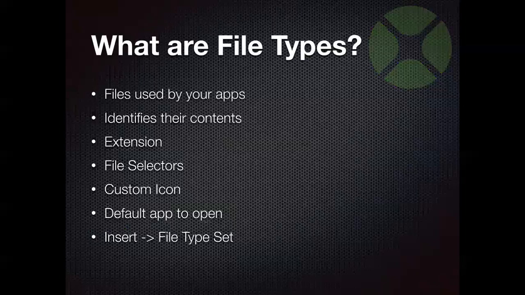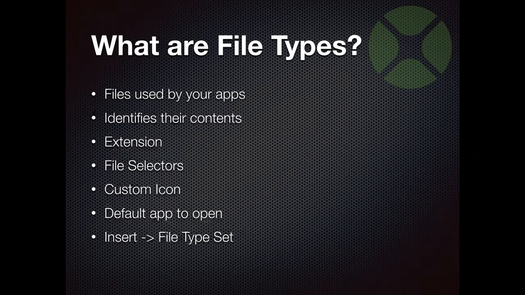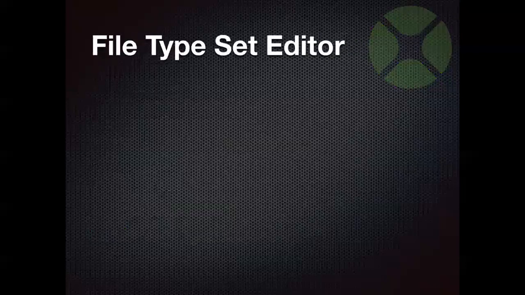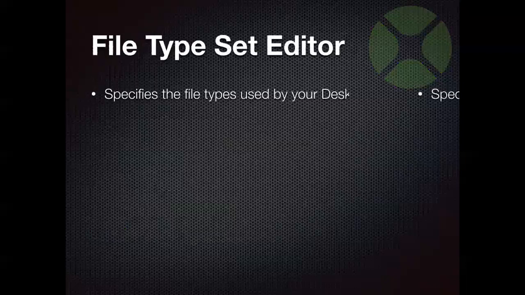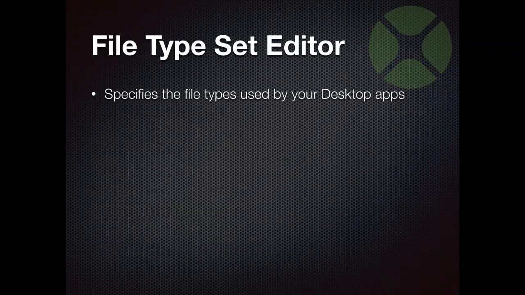Now in Xojo, you can add a file type set to your projects by going to the Insert menu and just picking File Type Set. When you do this, you get a File Type Set editor that is displayed when you click on your newly added file type set. And much like file types in general, the file type set editor allows you to specify the specific file types that are used by your desktop apps.